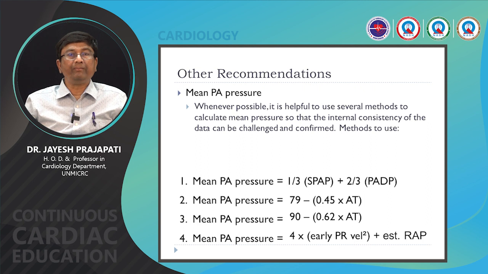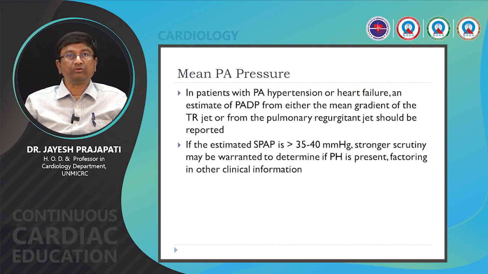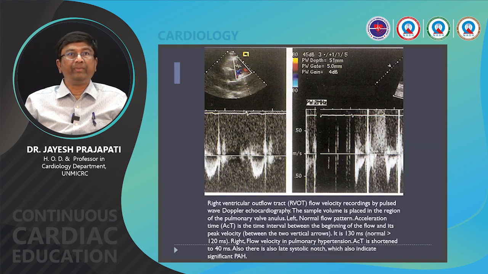So we can see the systolic pressure by the RVSP, the diastolic pressure by the PR, and the mean PA pressure by applying both these formulas. So this is how the mean PA pressure can be calculated. At the end, the proximal early PR velocity plus the estimated RA pressure, and this is how we can measure the mean PA pressure. Mean PA pressure is also important, and more than 40 is considered significant PAH.